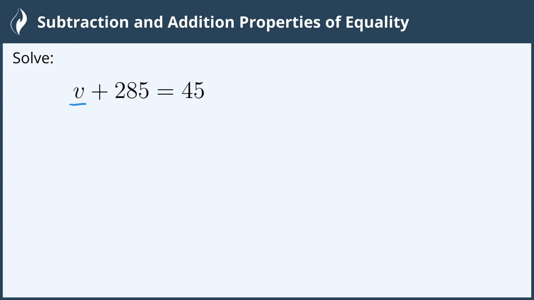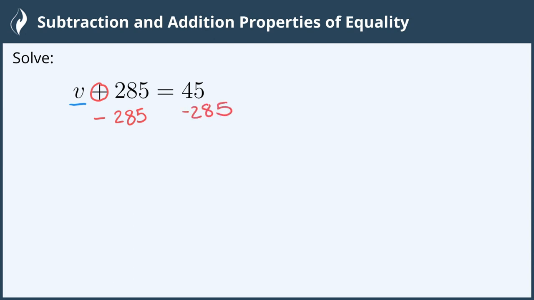To isolate, we need to find all of the operations around the variable and do the opposite so that we can negate them. We have an operation of addition here. The opposite operation is subtraction, and if we add 285, the exact opposite is subtract 285. But we can't just go around doing that on one side of the equal sign. We have to do it on both sides to keep it balanced.